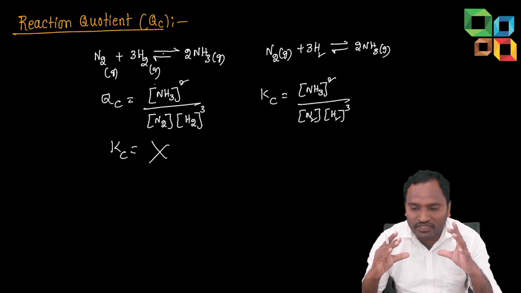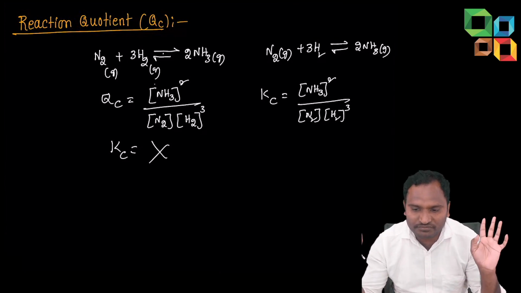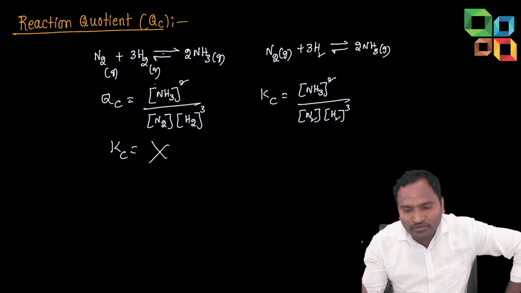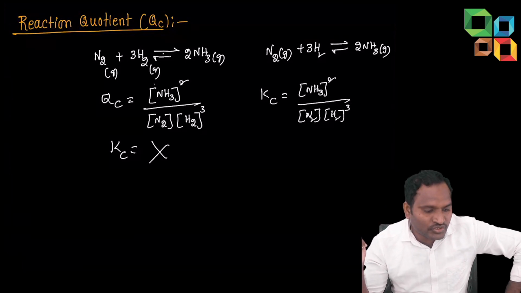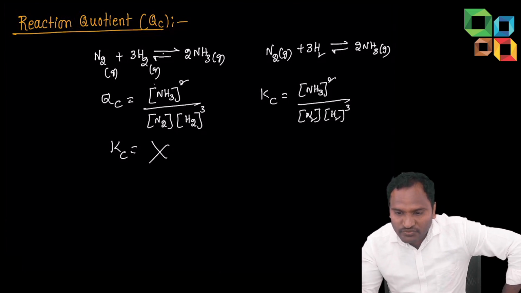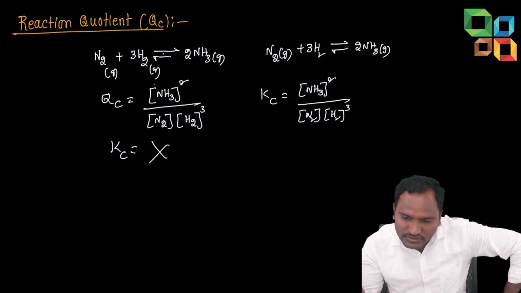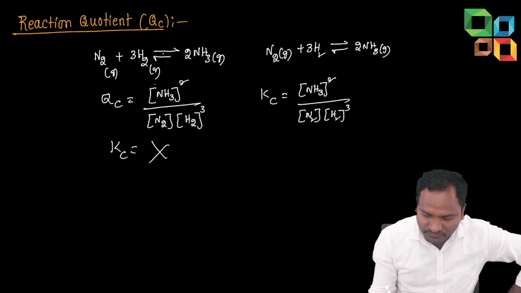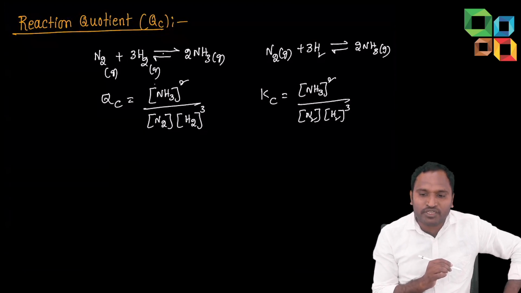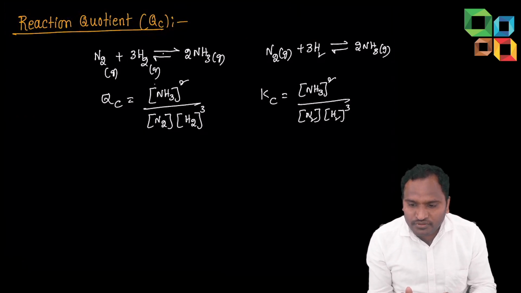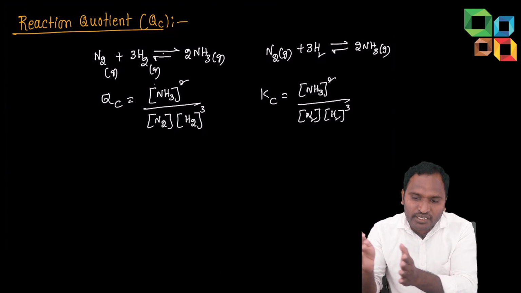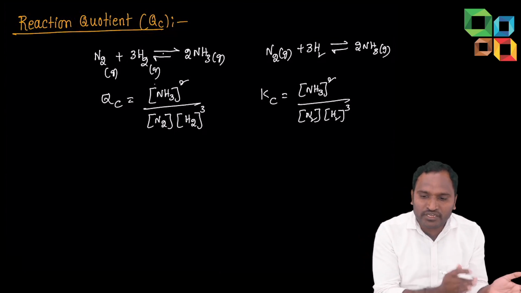But while representing, while writing, while calculating, everything will be the same. Understood? Qc is a reaction quotient used at any condition of a reversible reaction. Kc we are using means the reaction is in equilibrium. So by knowing Qc and Kc, we will decide whether the reaction is in equilibrium or not. If it is not in equilibrium, whether the forward reaction is more favorable or the backward reaction is more favorable.